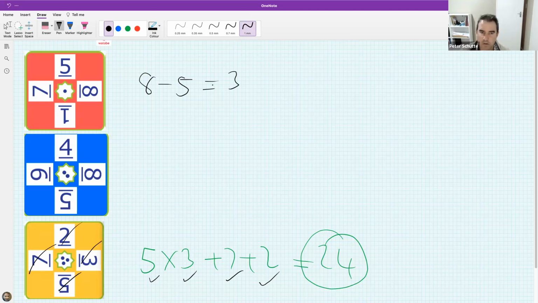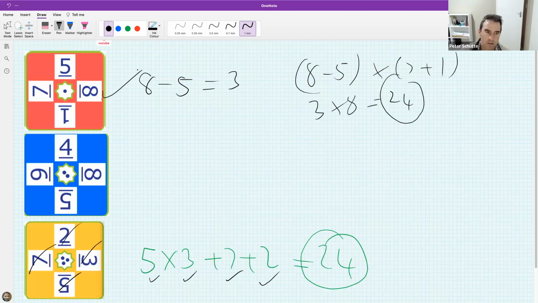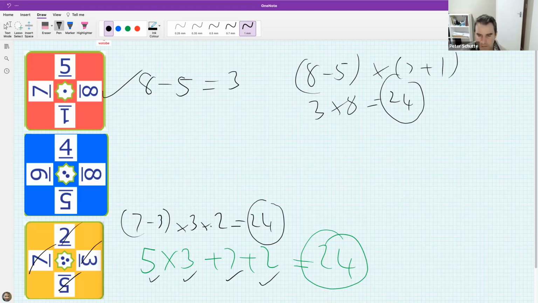So iPhone has said you go 8 minus 5 times 7 plus 1, which is great. So 3 times 8 is 24. So iPhone, that is yours. And Bongo Bossi has also said yellow, 7 minus 3 is 4, and times 3 times 2. Yes, that's a different way of doing it. That's great, because 4 times 3 is 12, 12 times 2 is 24.